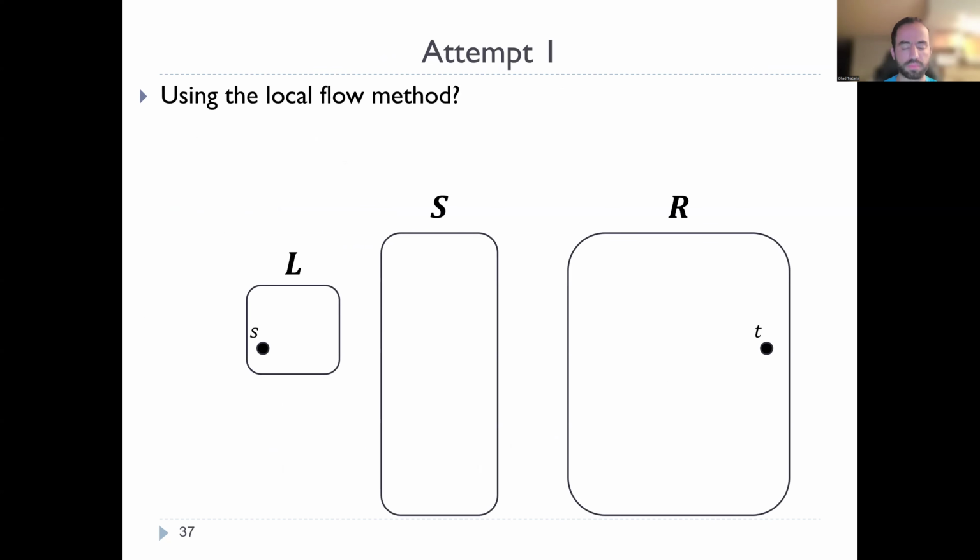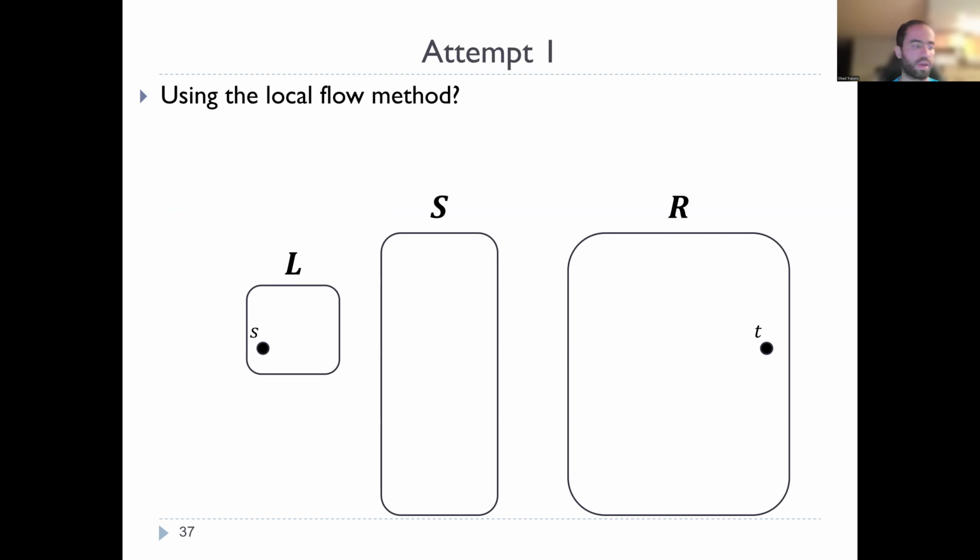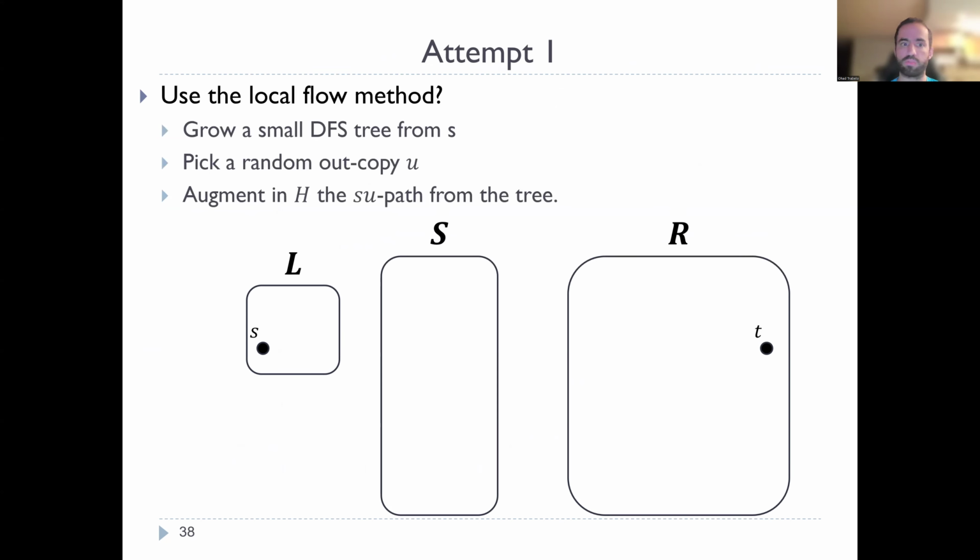All right, so how are we going to get a graph J with those requirements? Again, we want a small amount of out copies and not a lot of edges or capacity going from J outside of it. Okay, so a method that comes to mind is the local flow method. Now, let me recap what it means. It has been applied on unweighted graphs, and the way that it is working is as follows.